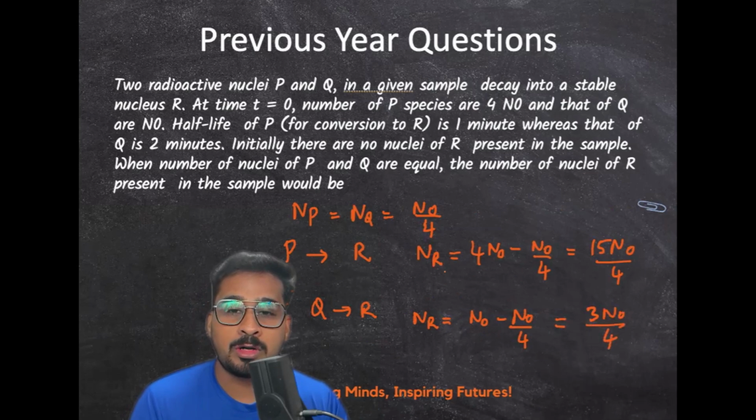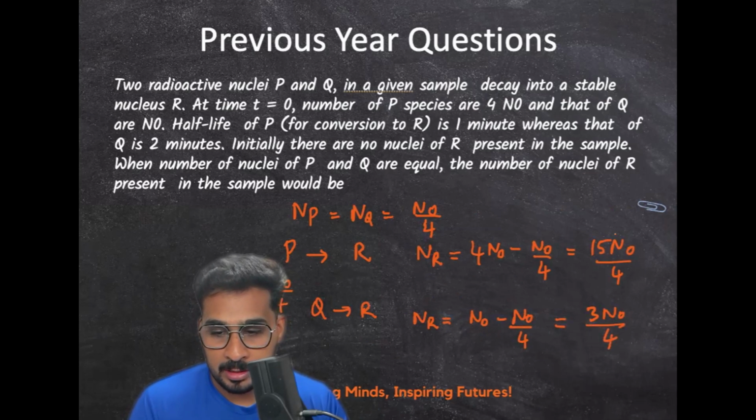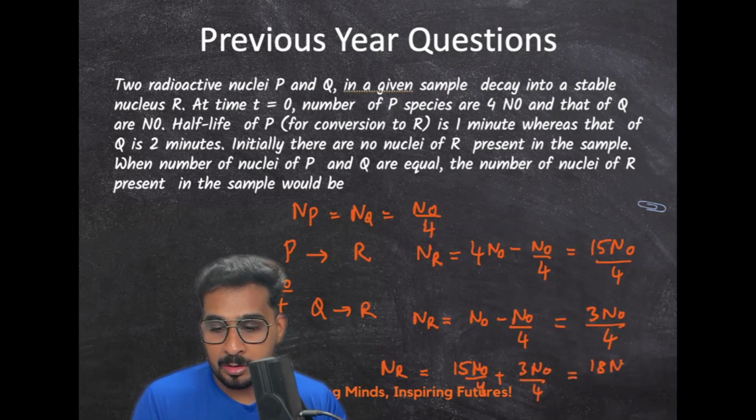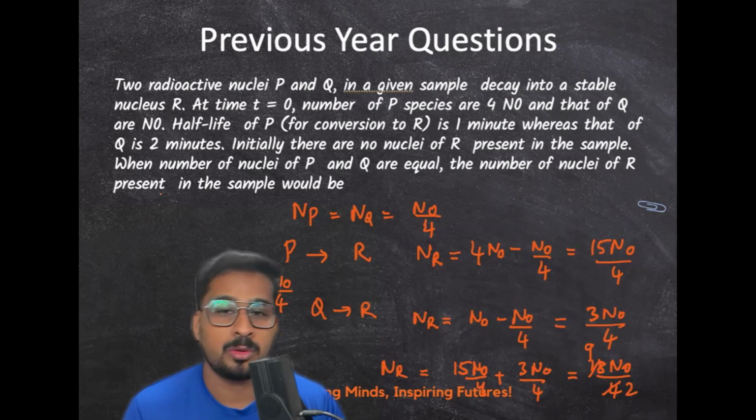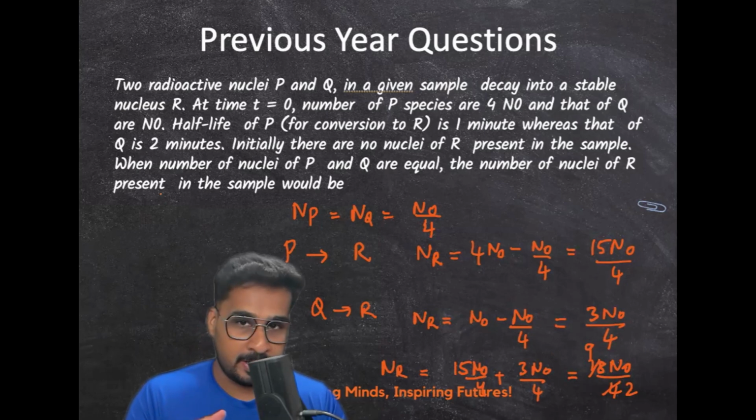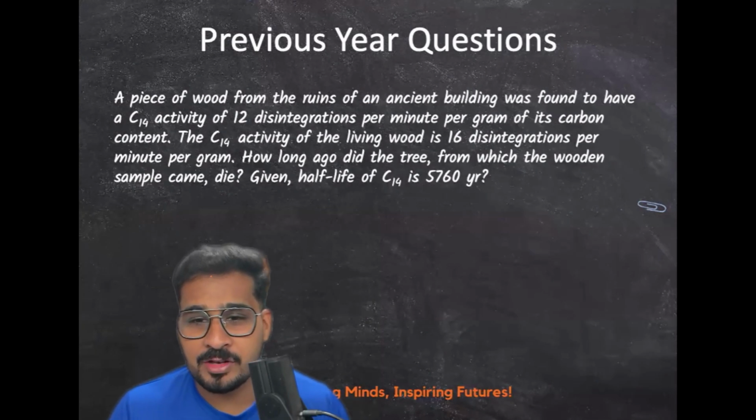So how much total R is there? NR total is equal to 15 N naught by 4 plus 3 N naught by 4, which becomes 18 N naught by 4. That is 9 by 2 N naught. So the final answer is 9 by 2 N naught. Very interesting question. This explains many things about radioactivity.